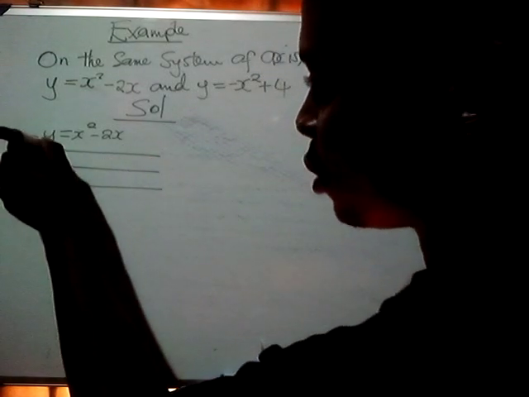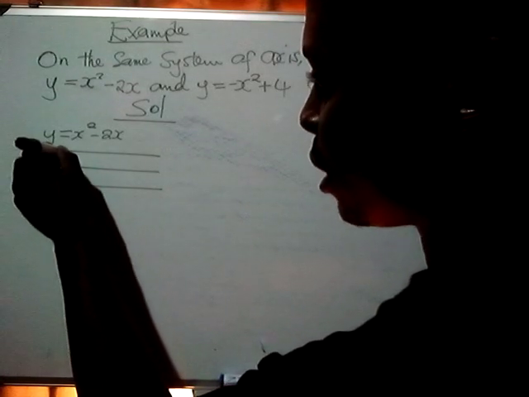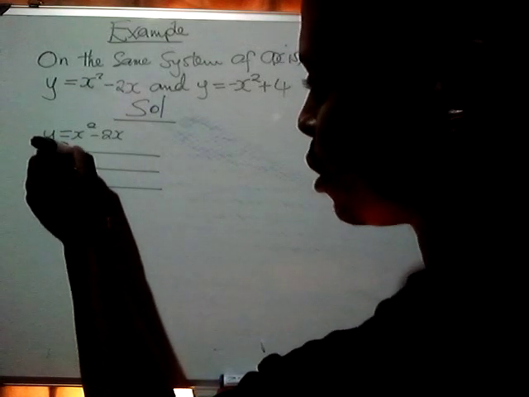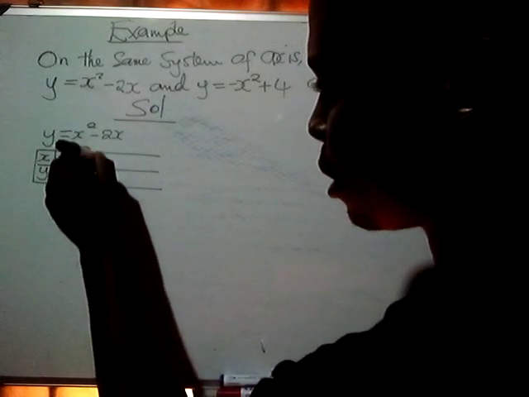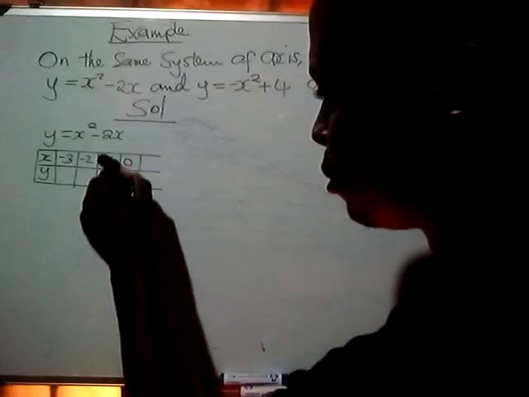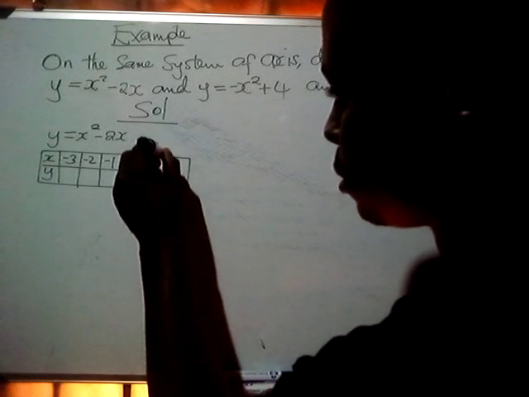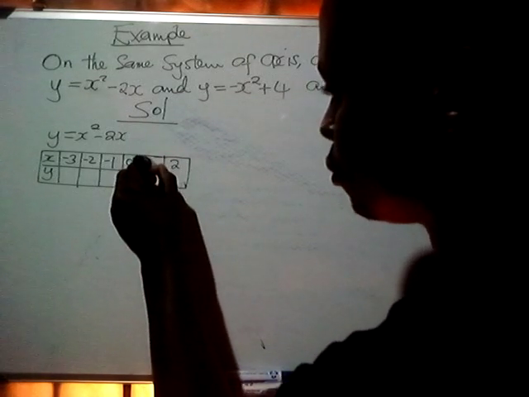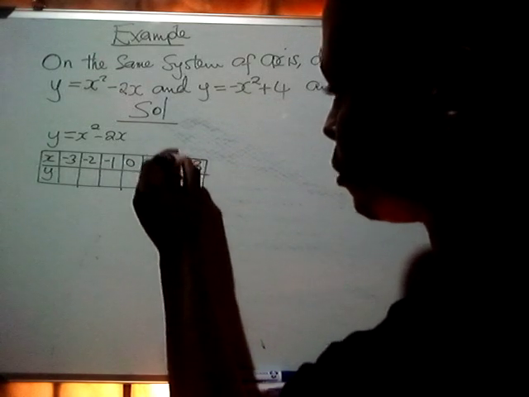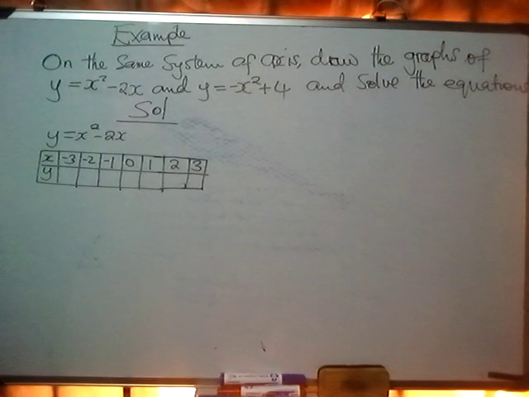The values have not been given, so I'll just start from -3. I come to -2, -1, 0, 1, 2, and also 3 there. So those are the table of values. Now I find the value of y.